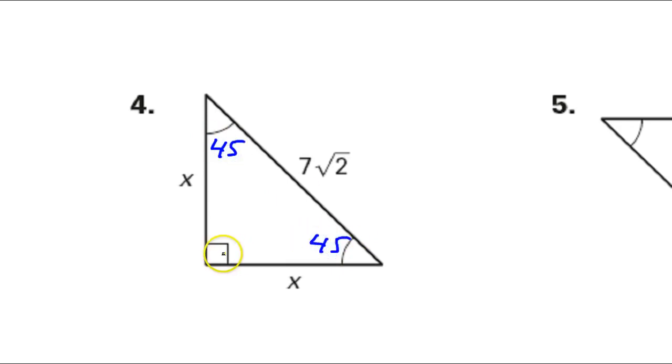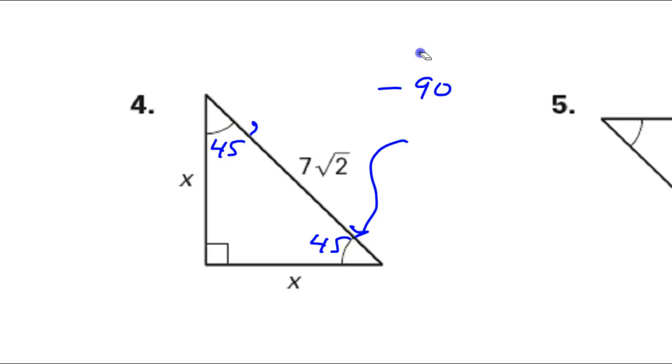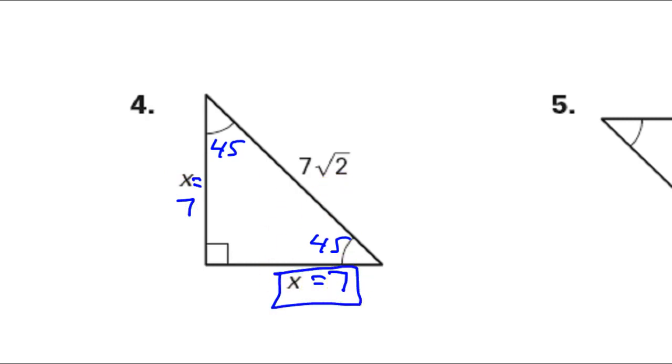We have 90 degrees. If you take 180, the total, and subtract the 90, that leaves 90 to be shared equally between these two angles. That's 45 and 45. Okay, so we know it'll be the special right triangle, and then we're back to what we were dealing with before. If the hypotenuse is 7 radical 2, that would only happen if the legs were both 7. 7, 7, 7 radical 2. So x must equal 7.